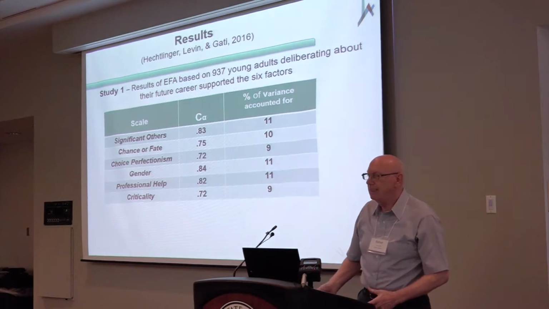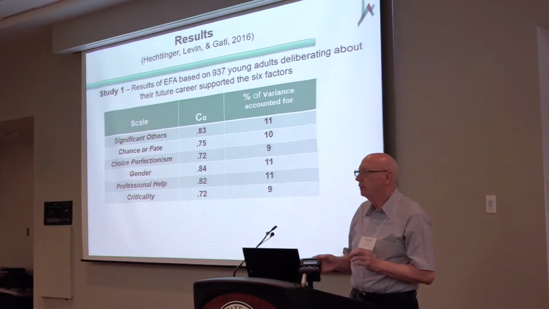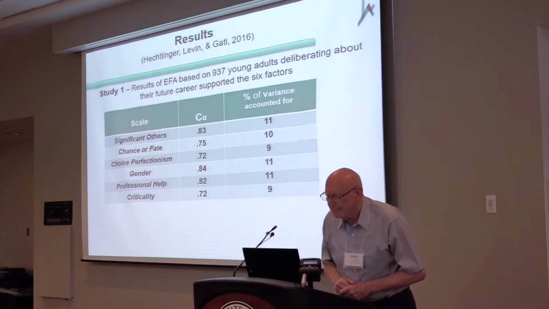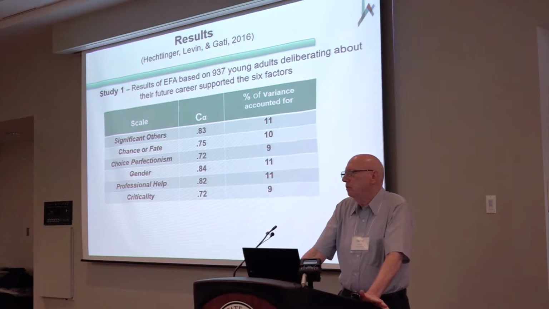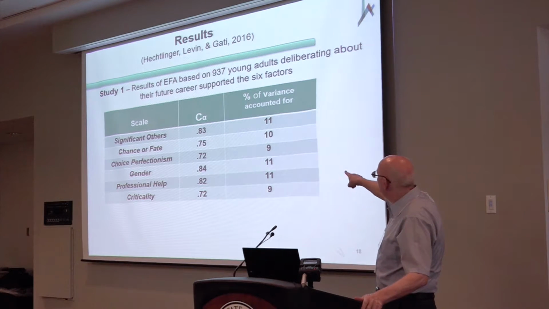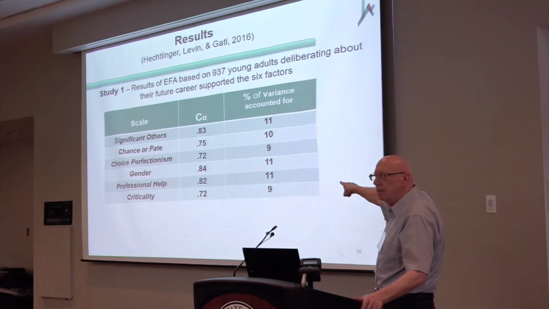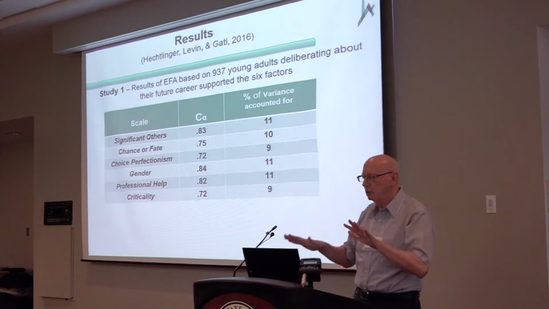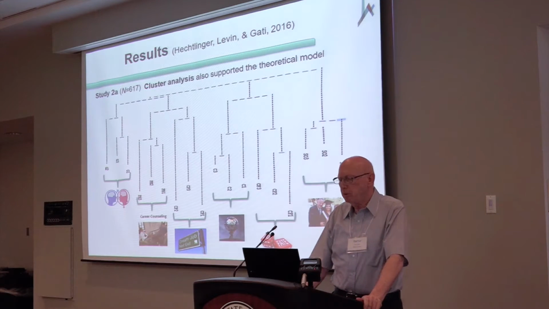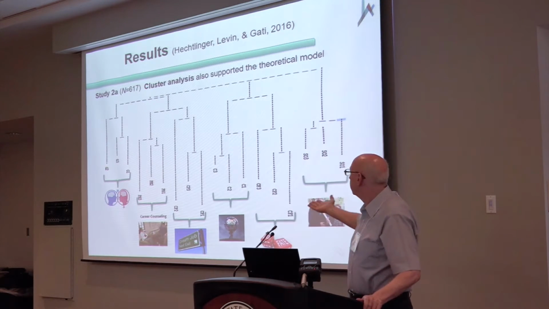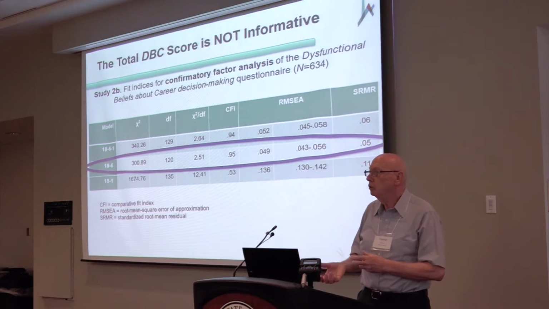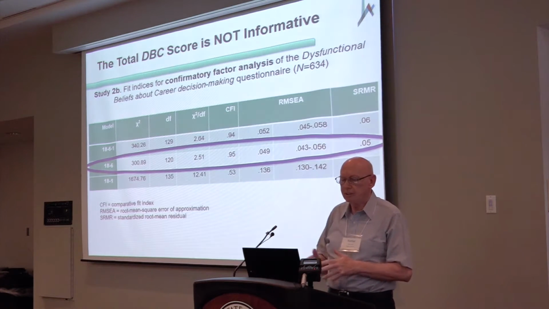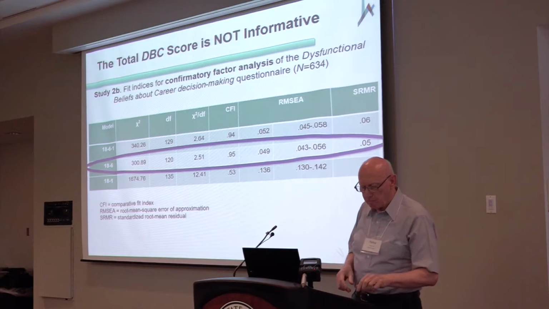So we developed a questionnaire, and we used the data of 900 young adults deliberating about their future, and we found good internal consistency reliabilities of the 6 scales. Interestingly, the variance accounted for by the 6 was very similar, 9 to 11. So each of them contributed the same amount. Using a different sample, we cluster analyzed the items, and we found a perfect clustering.